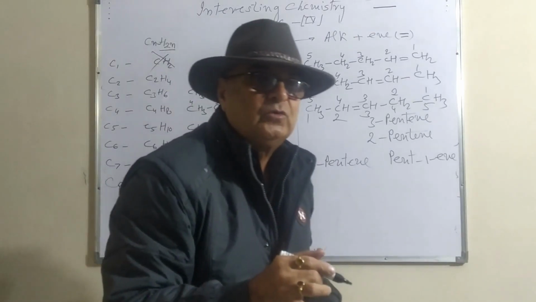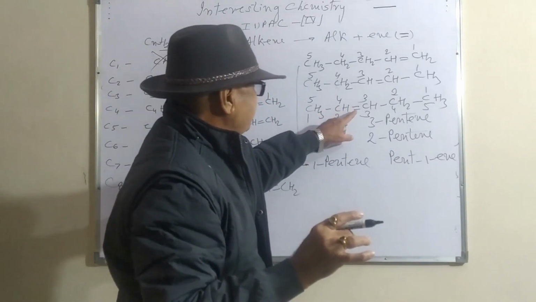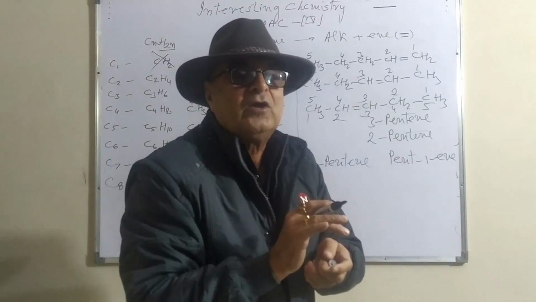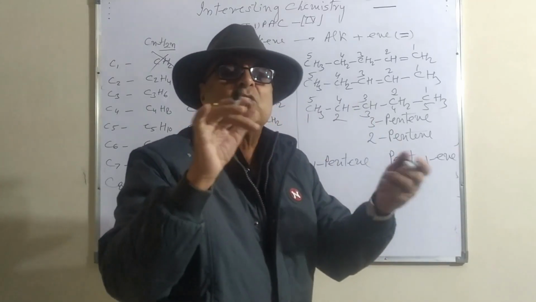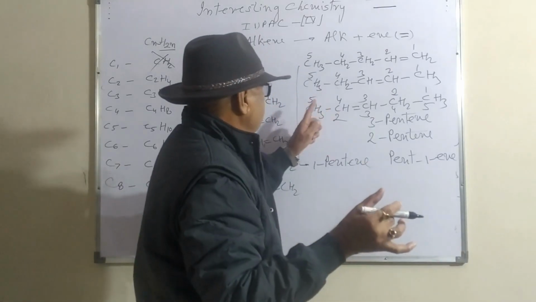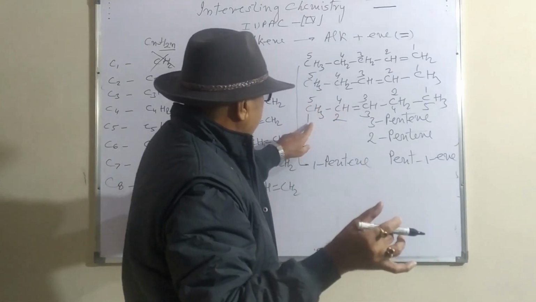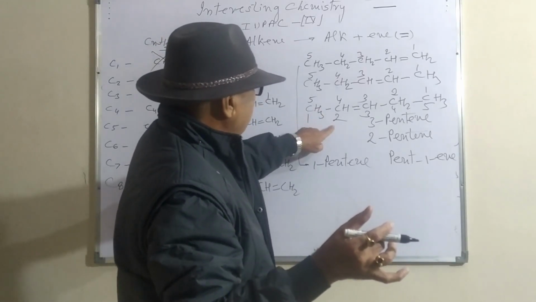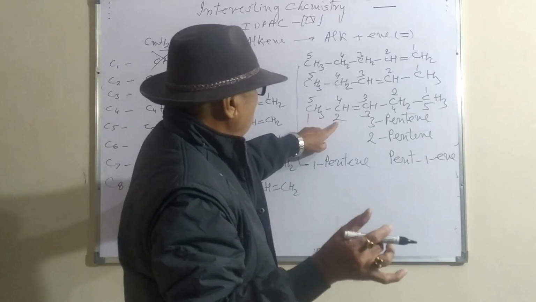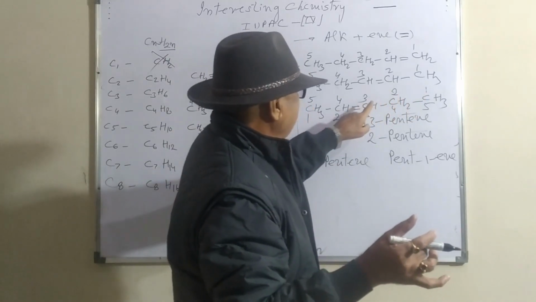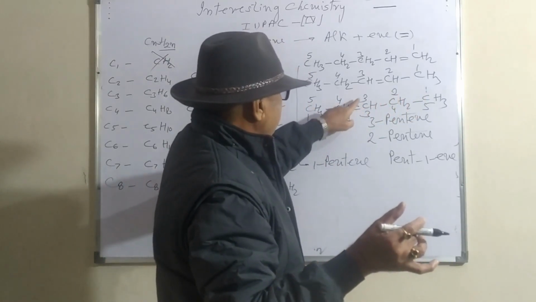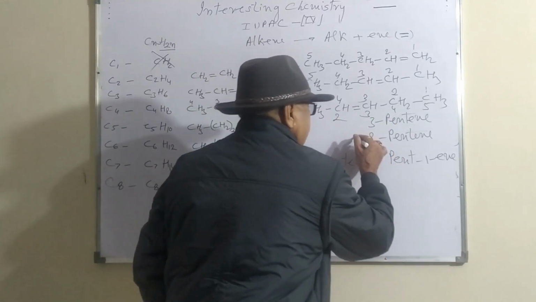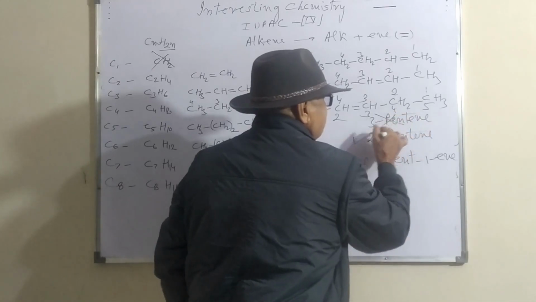As I told you, this double bond should be given the least number when you are numbering the longest carbon chain. If you start from this end, the number of this double bond will become 2, and when you start from this end, it is carbon 3. So it shows 3-pentene and it shows 2-pentene. So 2-pentene is correct and 3-pentene is wrong.